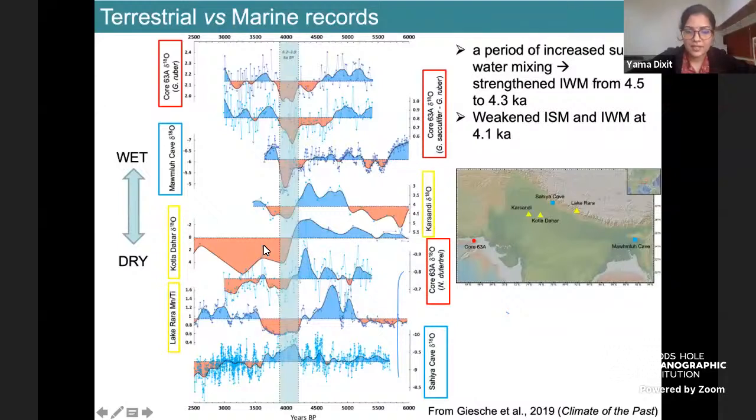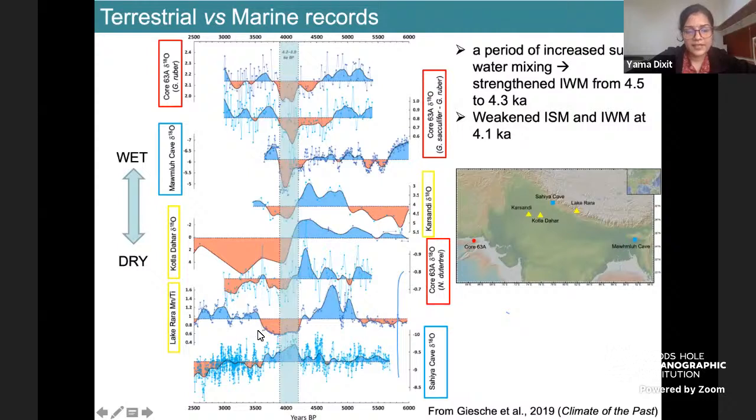But after that, if other records are placed side by side, we have Karsandhi here, Kotla Dahar here, and also Lake Rara from the Himalayas in Nepal here, and they have all kind of documented this. Now again, these are all based on various chronologies, and it would be nice to have them all on one chronology, or at least have one software to deal with the dates that we have.